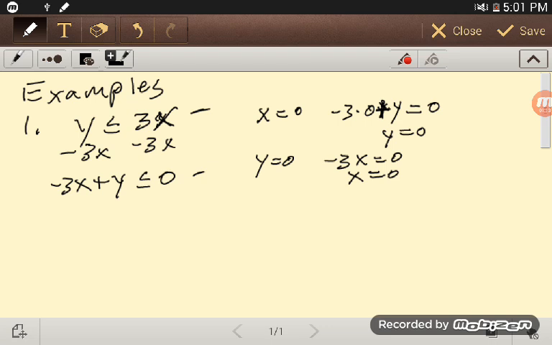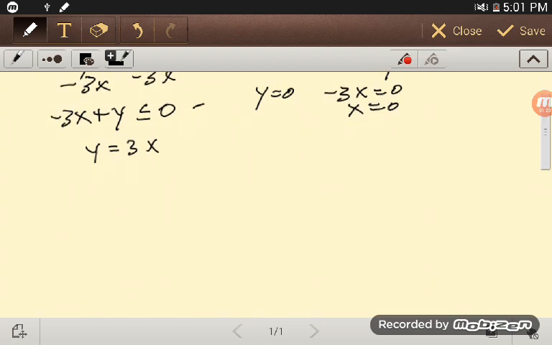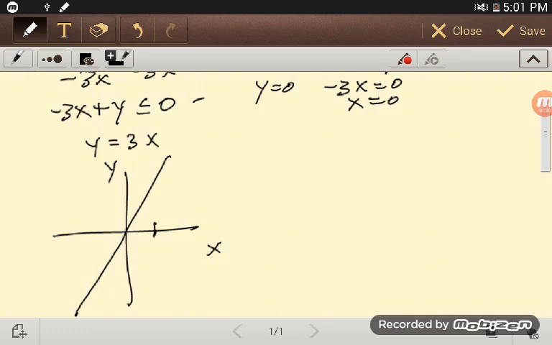I recognize that if I need to plot y equals 3x, I can do that. That's just a proportional relationship. We've done that before. Here's x, here's y. It goes through the origin, and for instance, if that's 1, then that's 3, and that's my point right there, (1, 3).